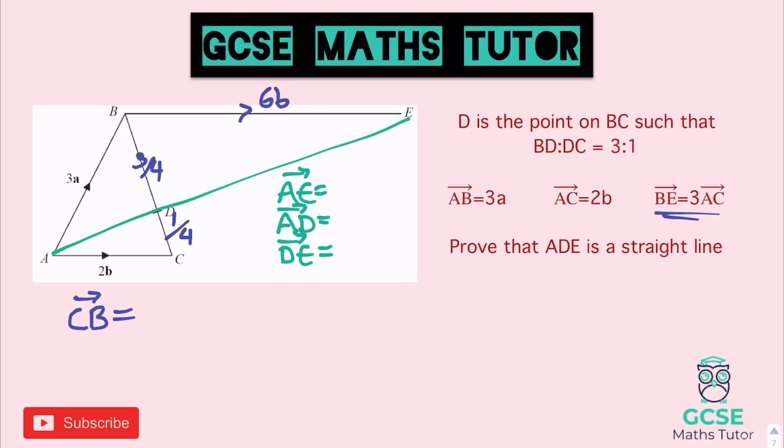Okay, so the full answer for this: D is on the line B to C, so B to D to C is 3 to 1. We've labelled that up, so we have 3/4 and 1/4. And we've labelled everything else on the diagram, and we've got to prove that ADE is a straight line.